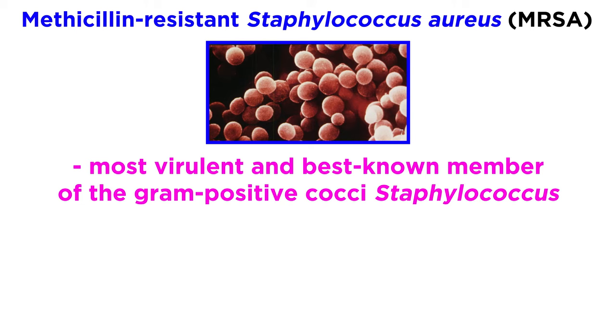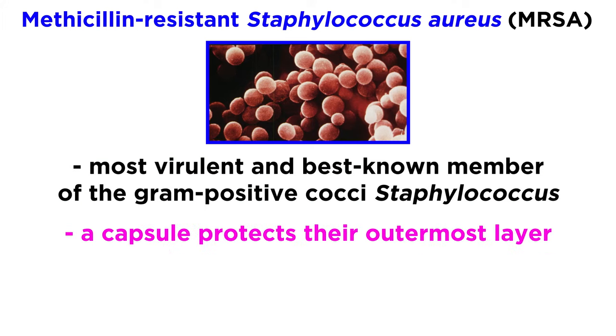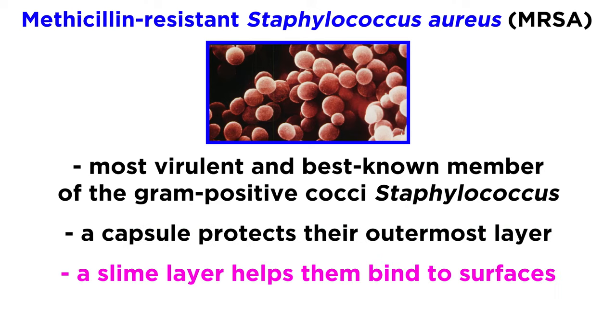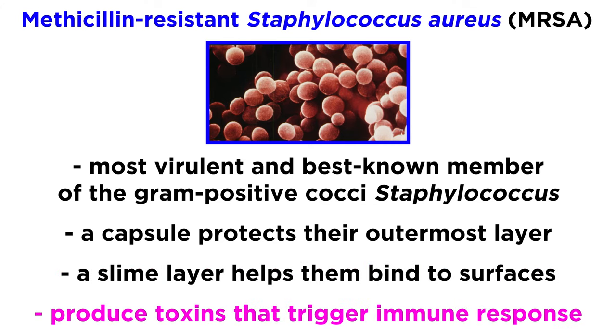Zooming into the microscopic level, Staphylococcus aureus is the most virulent and best-known member of the group of gram-positive cocci, Staphylococcus. These bacteria have a capsule that protects their outermost layer, and they produce a slime layer that helps them bind to things like catheters, prosthetic valves, or joints, or grafts. Staph aureus also produce an impressive number of toxins and enzymes that help them trigger immune responses and destroy healthy tissue, truly wreaking havoc in the body.